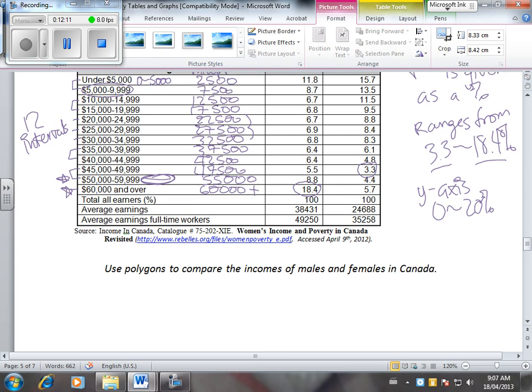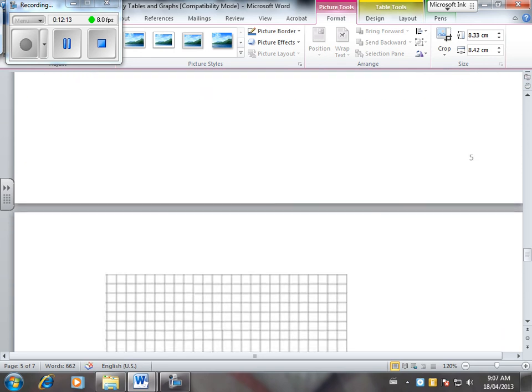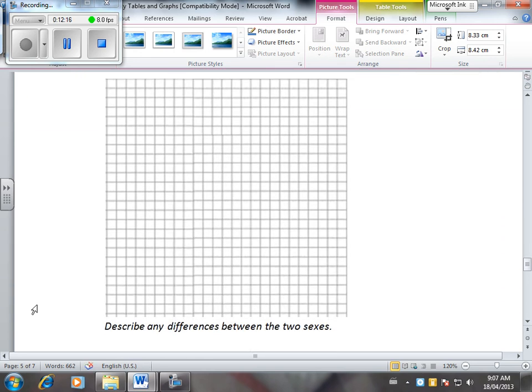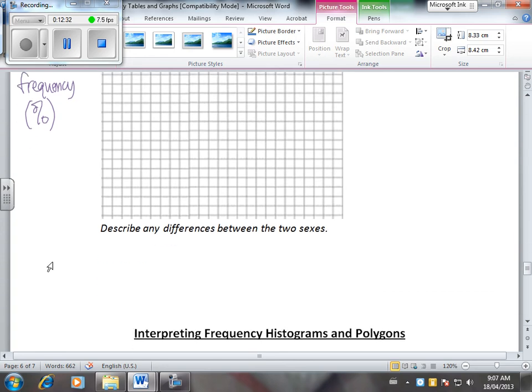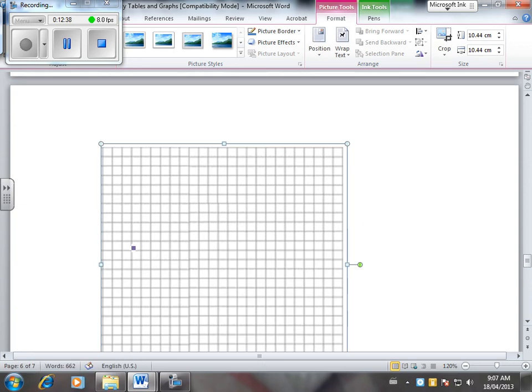Okay, so then we can graph this using polygons. Remember that I'm going to plot frequency over here, and we talked about how frequency was given in percent. Since I'm going to do polygons, I'm going to use the midpoints over here. So I'll start at 0, and then down here I'll have, okay, just one second.